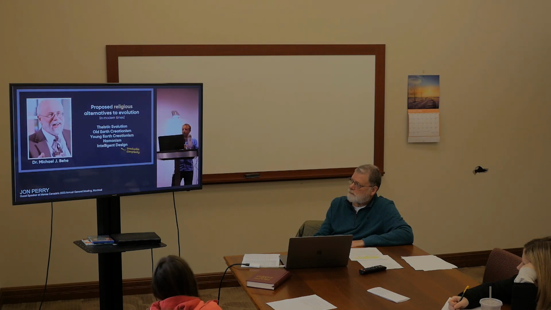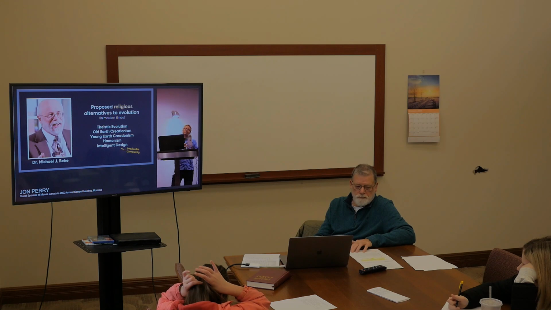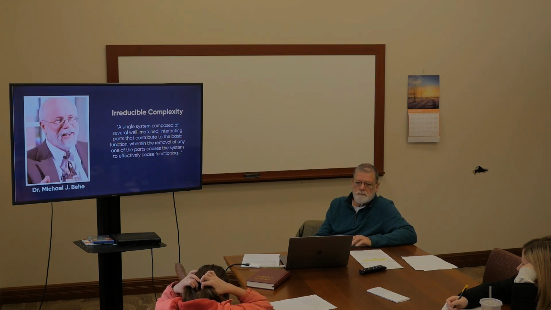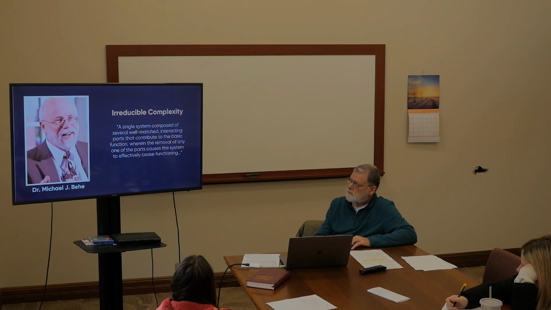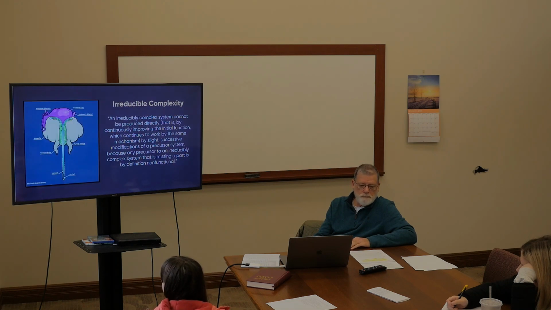Michael Behe is a biochemist, and he's the one who proposed irreducible complexity as an argument against evolution. He defines an irreducibly complex system as a single system composed of several well-matched interacting parts. Remember that piece there? Interacting parts that contribute to the basic function, wherein the removal of any one of the parts causes the system to effectively cease functioning.